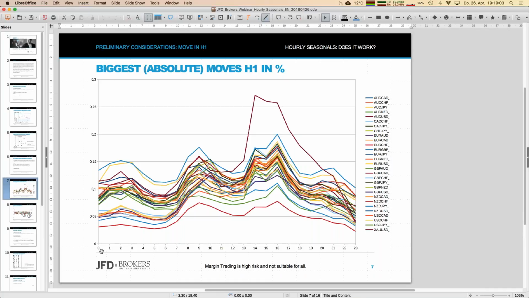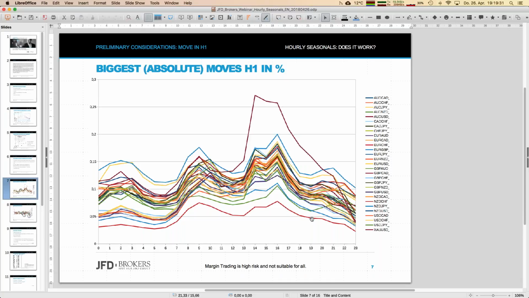So once again, the x-axis is hours. So 11 stands for 11 o'clock. And all numbers here are always German time. So if you are living in another time zone, then you might have to shift it here. So everything is in German time here. And the y-axis is that average of percentage move, in this case, the absolute move.